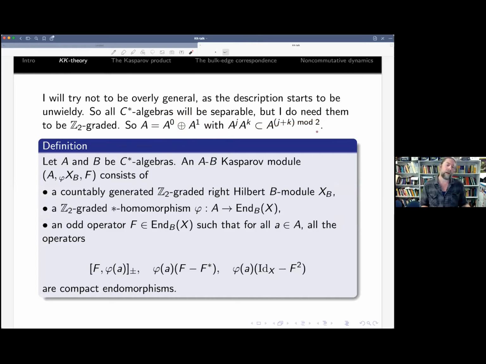Okay, I'll also take them separable just to avoid any issues. So I've got two separable C-star algebras, A and B, and then a Kasparov module for them, which I'll write in this way. Several things. First of all, it's a right Hilbert B-module. This is a Banach space with a right B action and a B-valued inner product, which is suitably sesquilinear. The best way to think about this is that if B is the complex numbers, this is a Hilbert space.